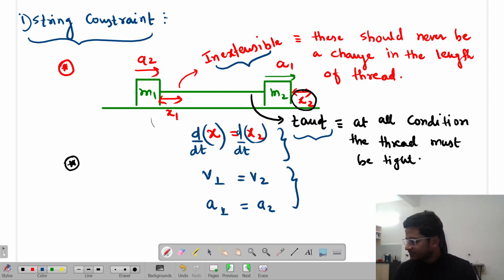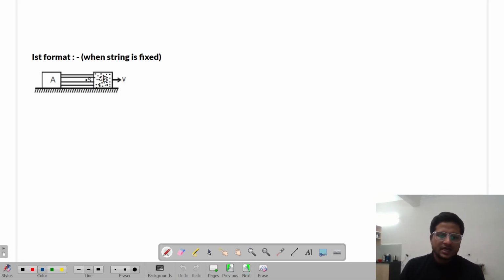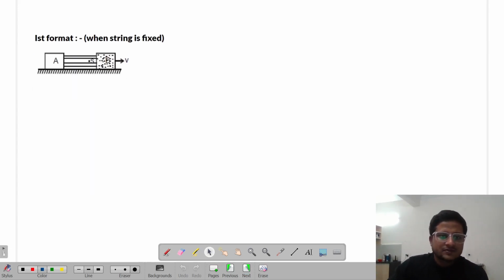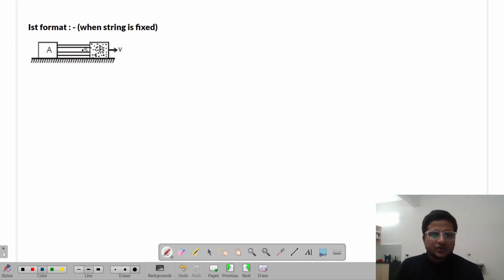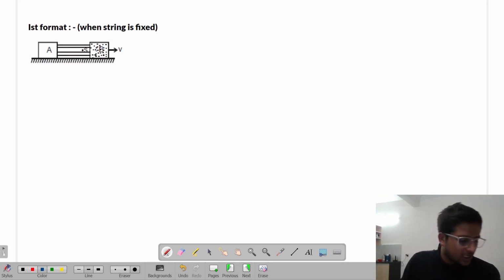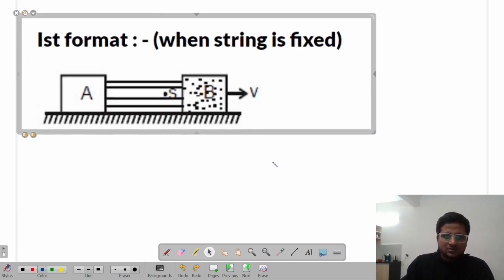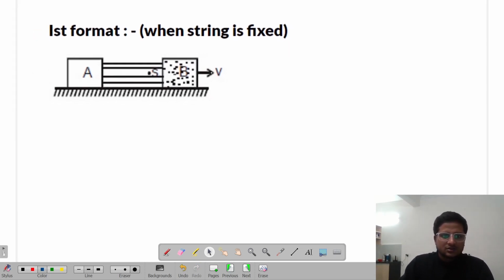Yes, is that clear? So let us come to the first format, and we call this first format as when a string is fixed between the blocks. Are you able to get me or not? One minute, let me have a flow of that. Okay, so if this string is going to be fixed over here, then what will happen? Basically, if I provide the block B some velocity V, then all the points of this block, let me just enhance this. Yeah, now it is good.